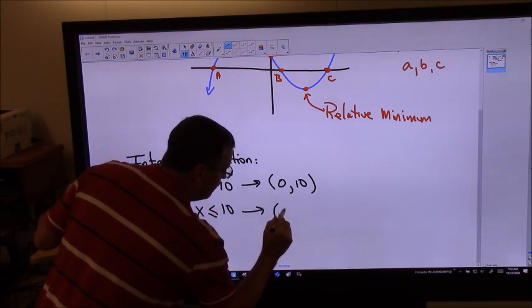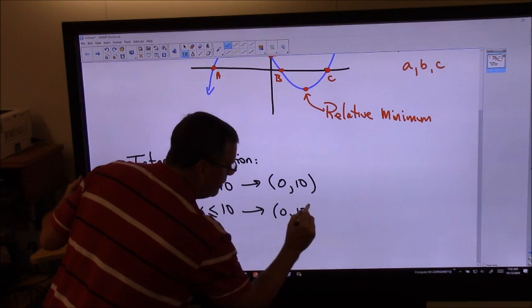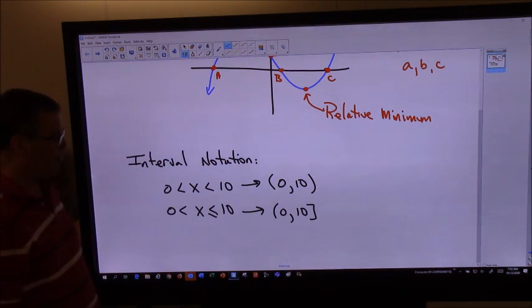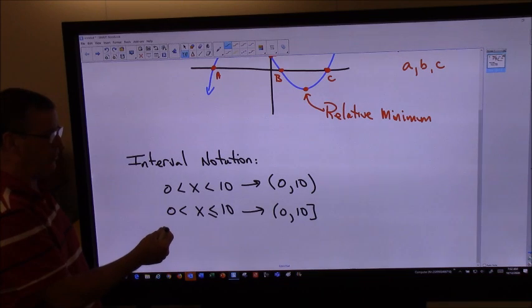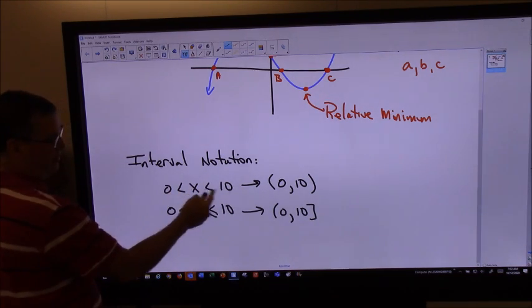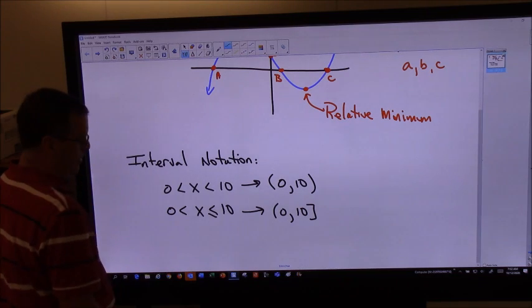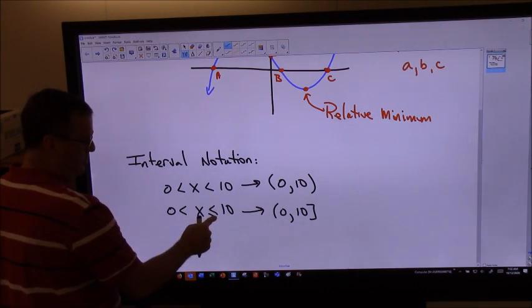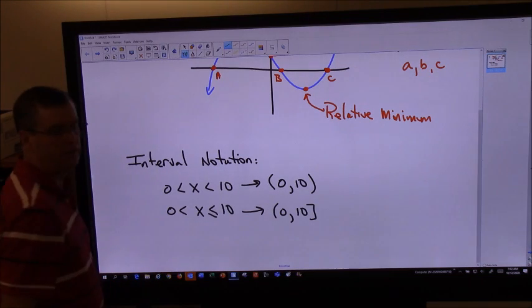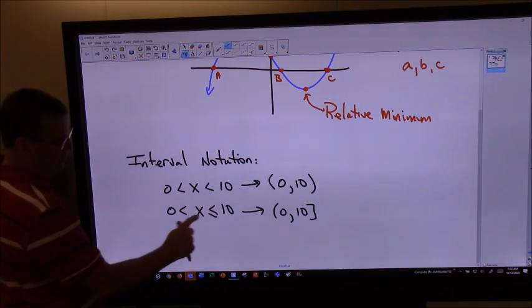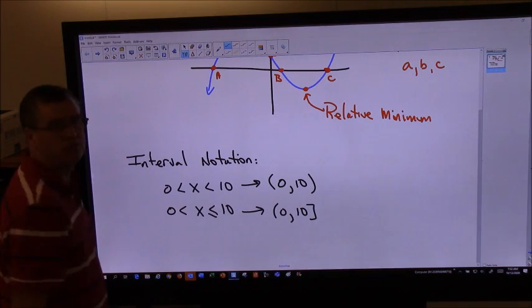Now it's the interval from 0 to 10, and I put a bracket there. Okay, so brackets mean we include the number that's out on the endpoint. Here I'm not including 0 and 10, so I use parentheses for that. Here I'm not including 0, so I use a parenthesis, but I am including 10, so I use a bracket on the side where 10 is. If this was an equal sign right here, well then I'd have brackets on both sides.